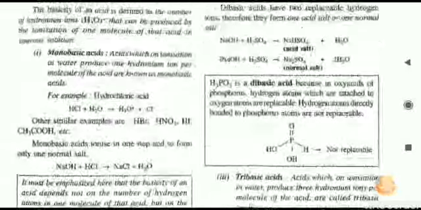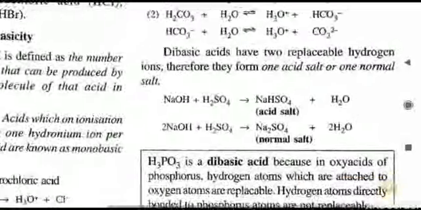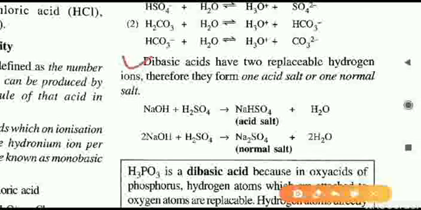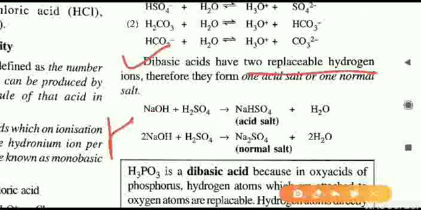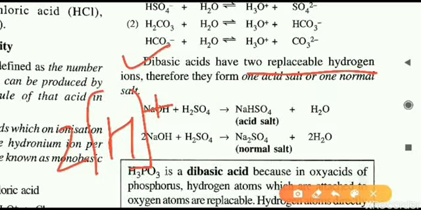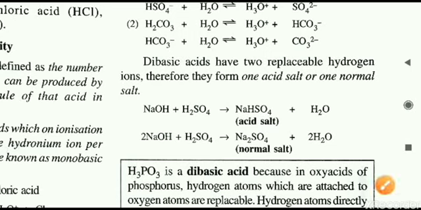In the case of dibasic acids, you can see they have two hydrogen ions; two H plus ions are produced. Because two ions are produced, the reaction will proceed in two steps. In the first step they will produce an acid salt, and in the other they will produce a normal salt. So dibasic acid gives one acid salt and one normal salt.